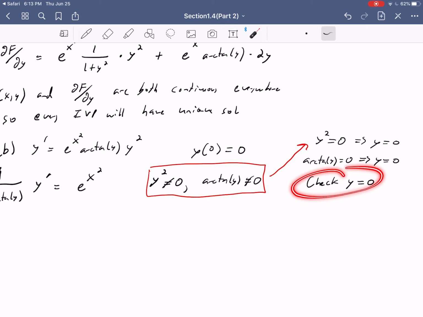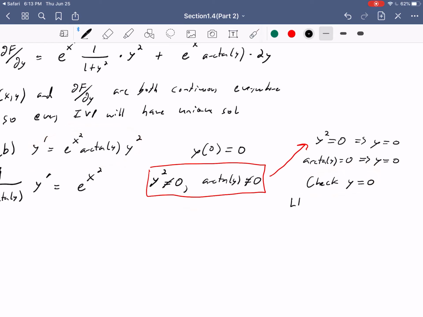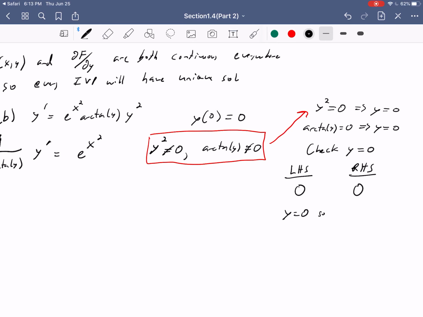If we check y equals 0 in the differential equation, the left-hand side obviously is going to be 0 because the derivative of 0 is 0. And the right-hand side, well, forget about all that, just look right there. 0 squared is going to be 0. That entire thing is going to be 0. So it works. So y equals 0 solves the differential equation. But we're trying to solve the IVP.